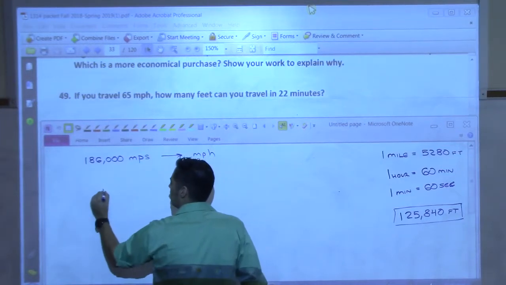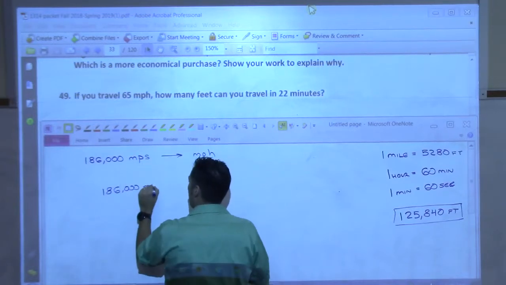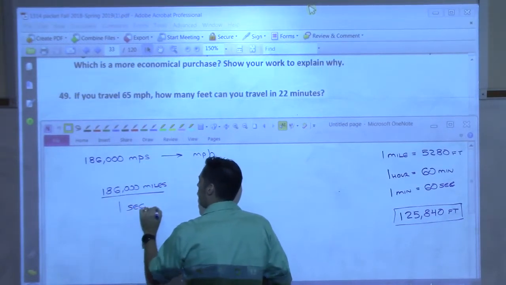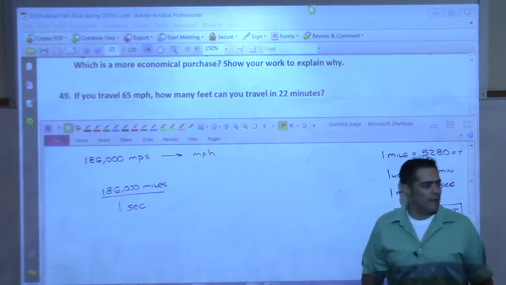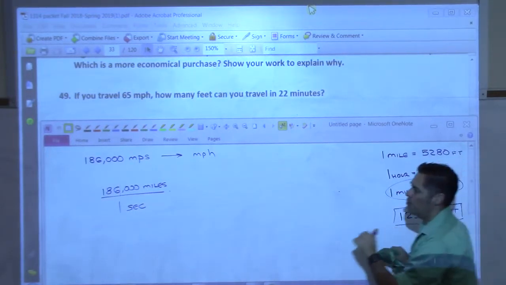Let's see. So we take this 186,000 miles in 1 second, right? And I want this in miles per hour, so all you have to do is get rid of the seconds, right? So first we could go here and we have seconds go to minutes, right? We can do that. So what would we put here on top?